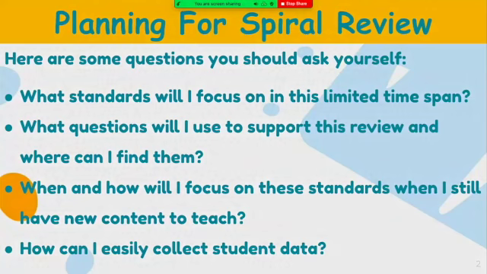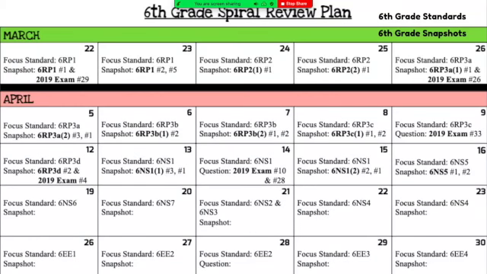Let's see. So, what do we have here? This is a calendar that shows the last week of March and the month of April. Within each day, you'll see focus standard. That means I suggested what standard you should focus on for the remainder of March and April. Now, how did I determine which standards to focus on?